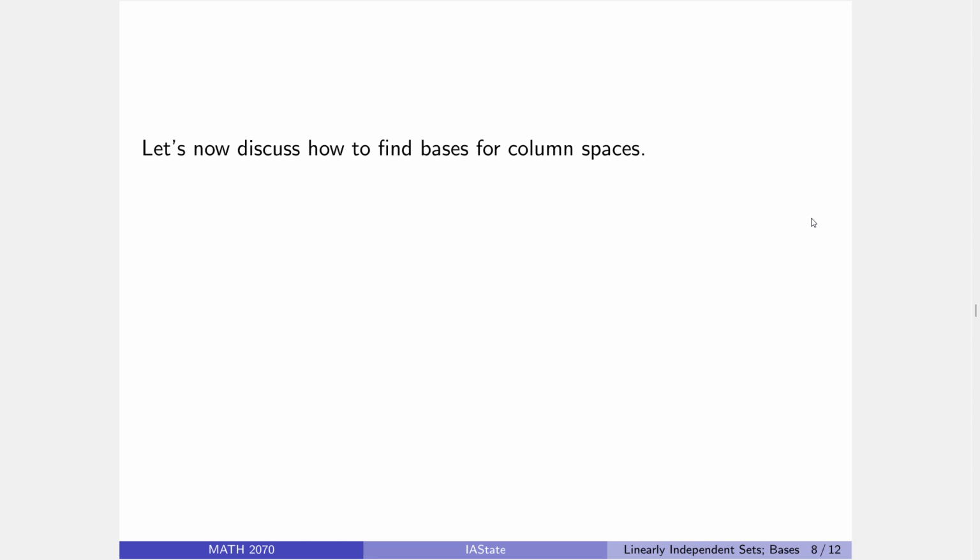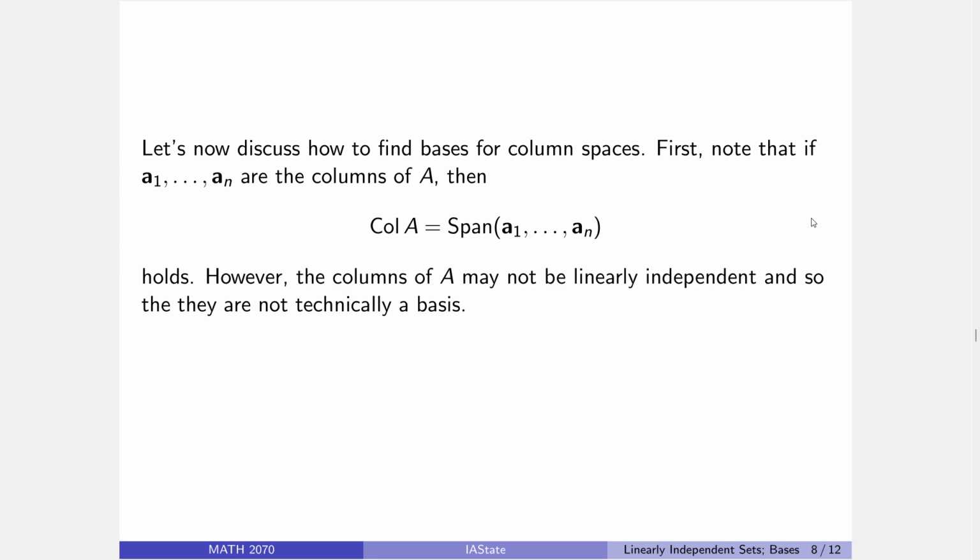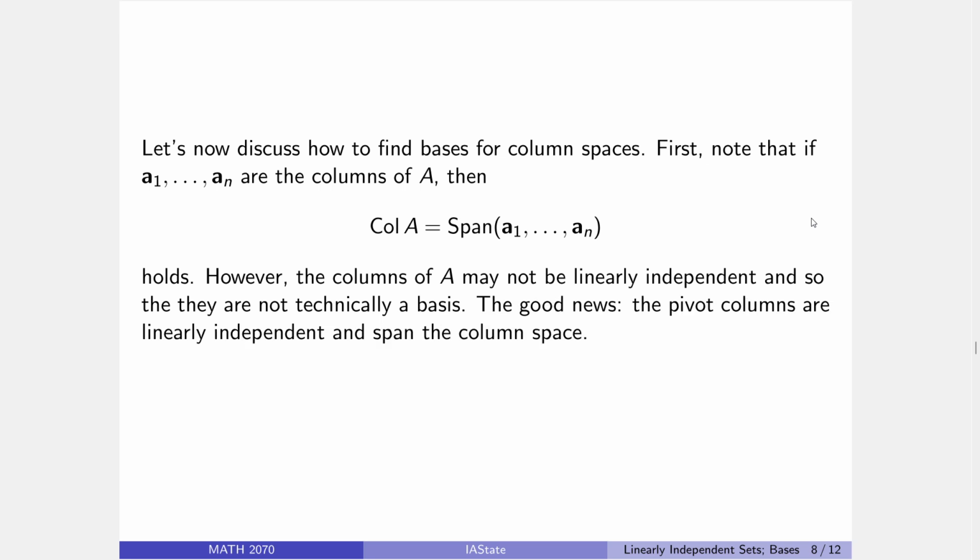All right, let's talk about finding bases for column spaces, though. First, recall what the column space is. It's the span of the columns. So if you've got an m by n matrix, then we can get the columns and look at the span of that. However, we know the columns may not be linearly independent, so this is technically not going to be a basis. Even though it does span, it may not be linearly independent.